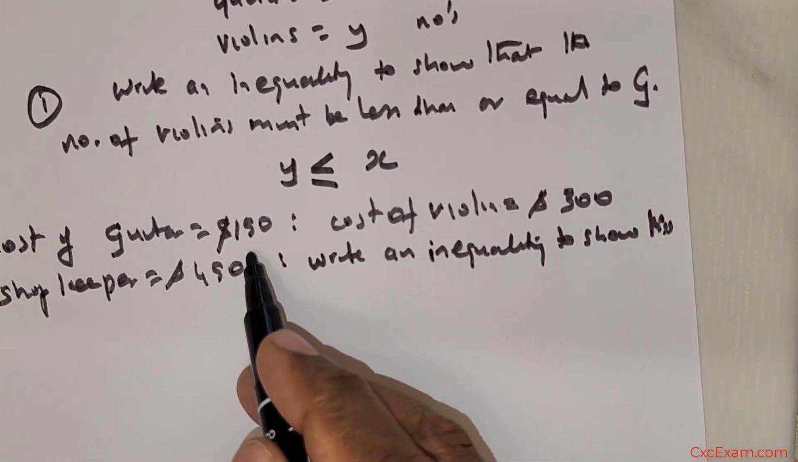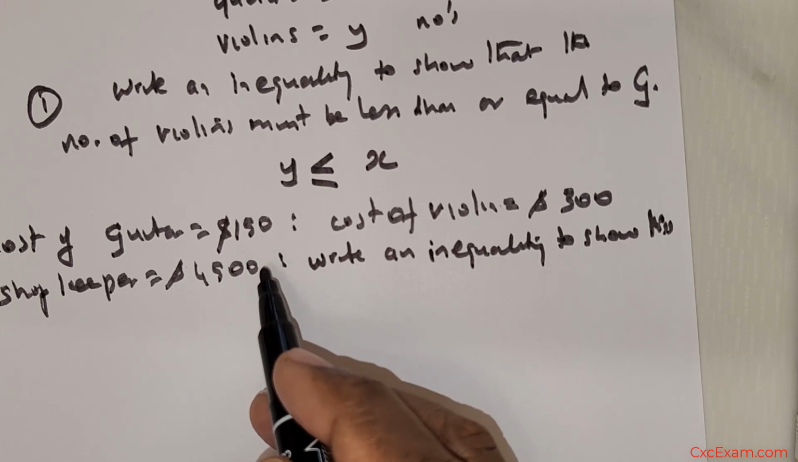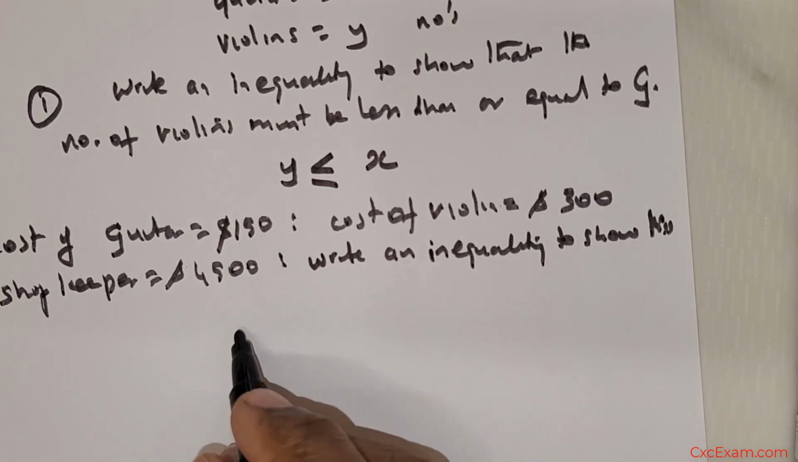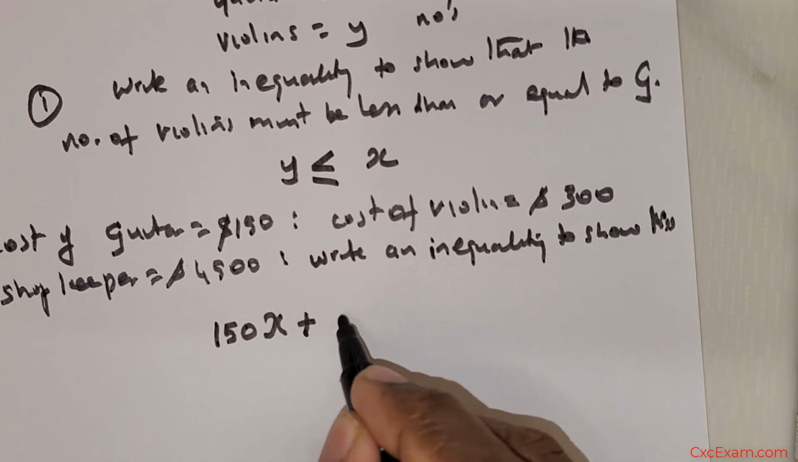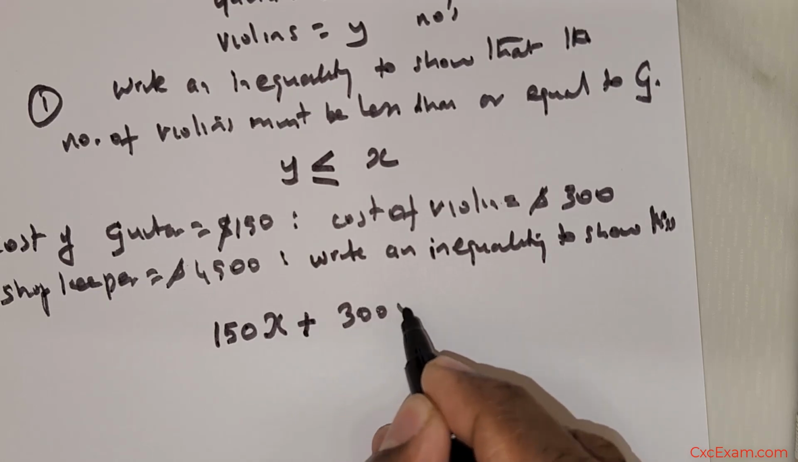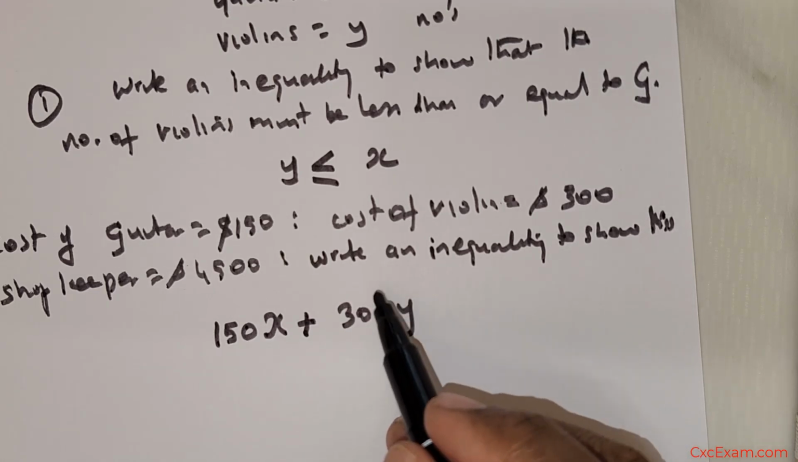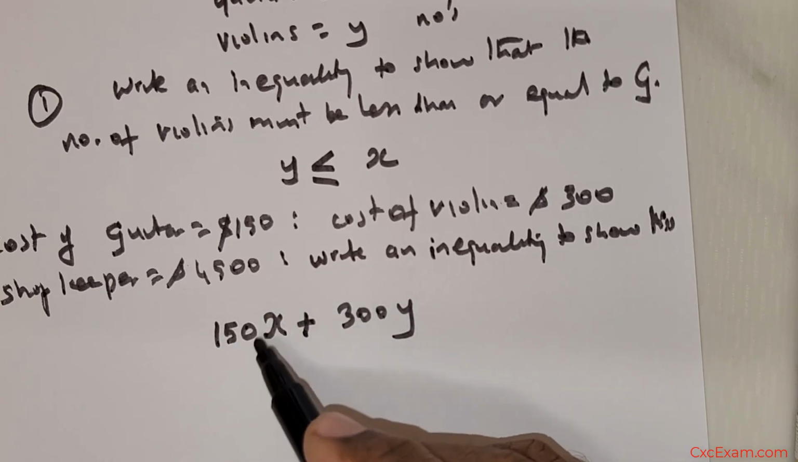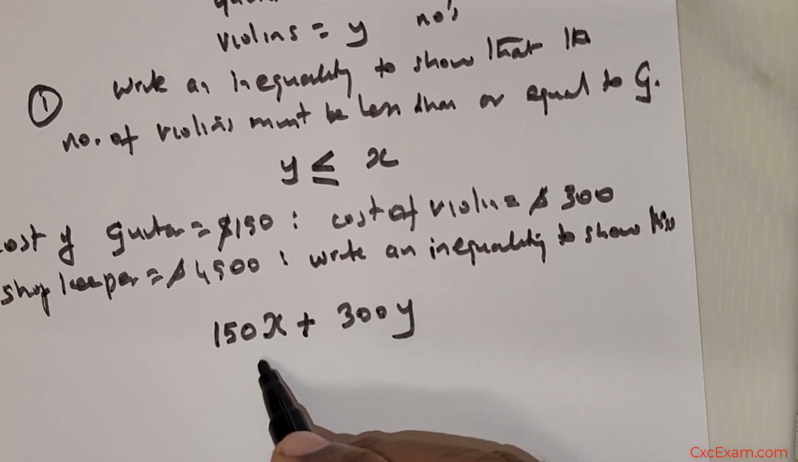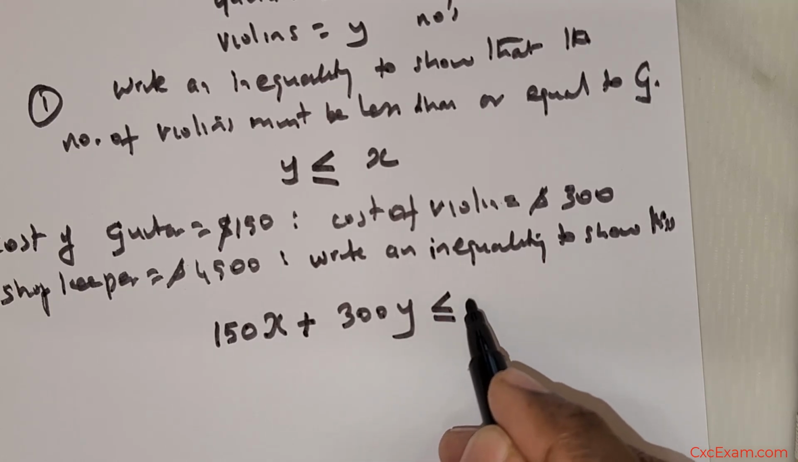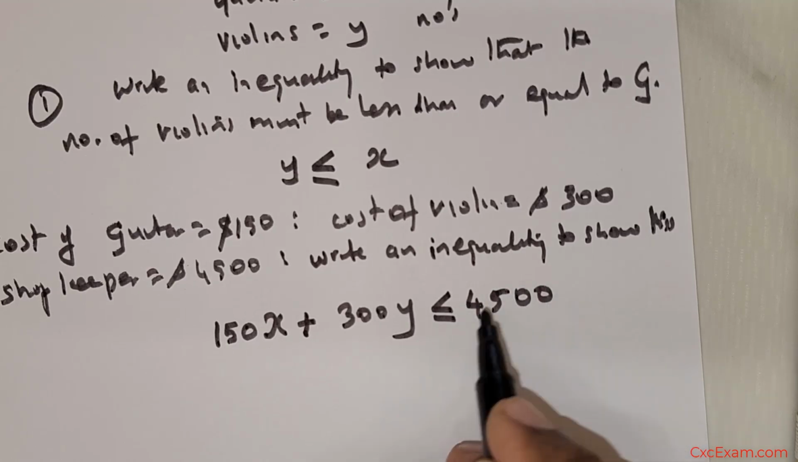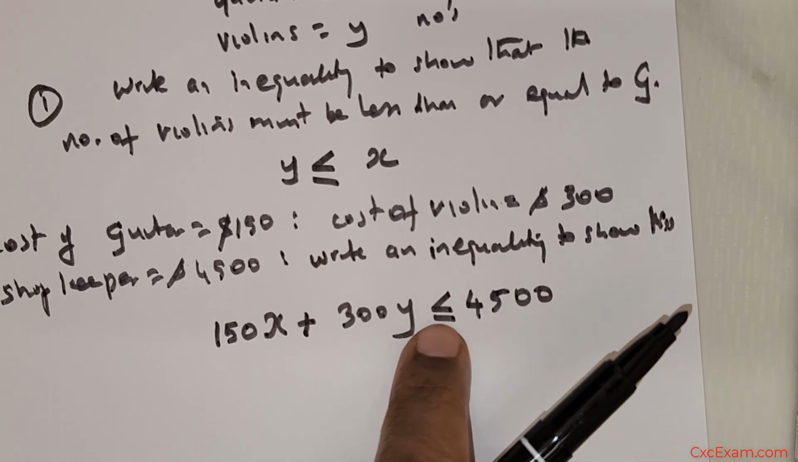So we will have to buy guitars, right? We do not know how many, so we represent it by X. And we will have to buy violins, we don't know how many, so we represent it by Y. But ensure that the amount that you spend for the purchase of the guitars and the violins cannot be greater than 450. It cannot exceed 450, right?